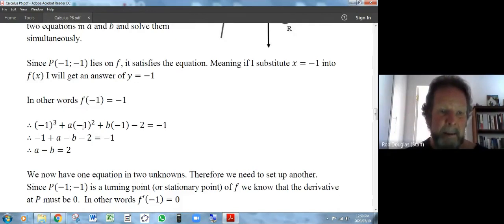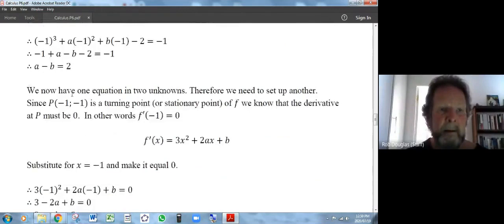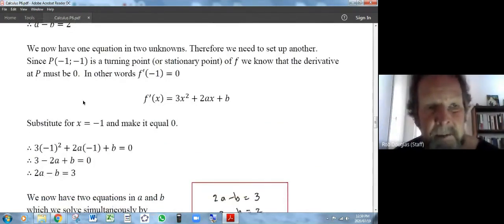You'll get minus 1 squared is 1, so you get a. That's minus b. Minus 1 times positive b. You've got a minus 2 there. Minus 1 minus 2 is minus 3, but we add 3 to both sides. We'll get a minus b equals 2. You can go through it carefully yourself and solve it yourself, try it yourself, and you get your first equation in a and b.